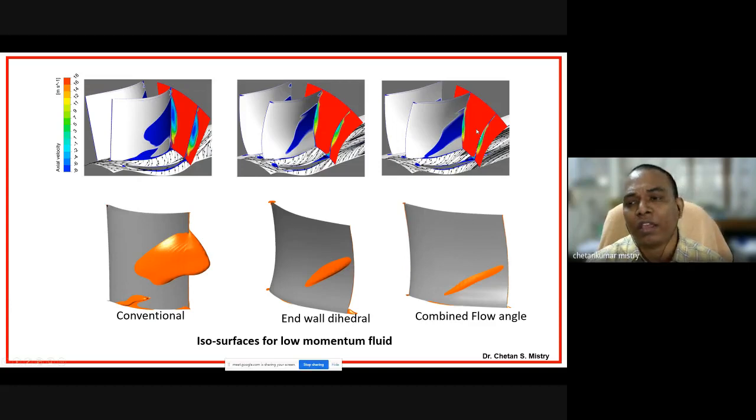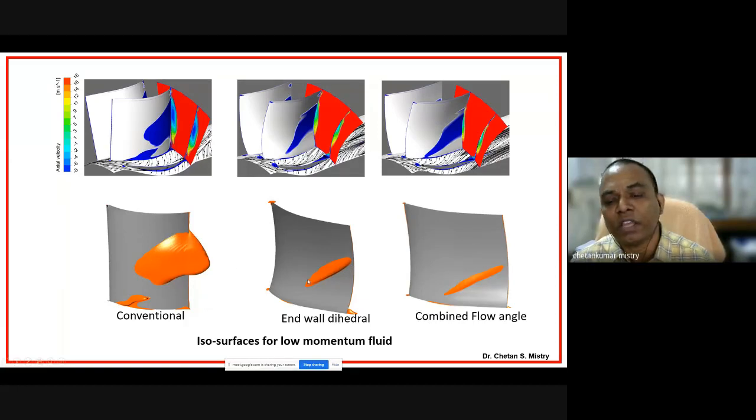To put those losses at zero is next to impossible. But at the same time, we need to understand we are able to minimize these losses. Now, suppose you are doing your iteration without any use of a computational tool, you will never reach what you are expecting. That's what I want to convey here. So this is my separated flow region isosurface, and you will be having combined effects.